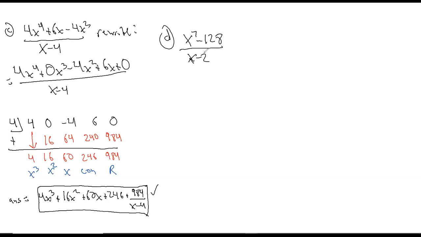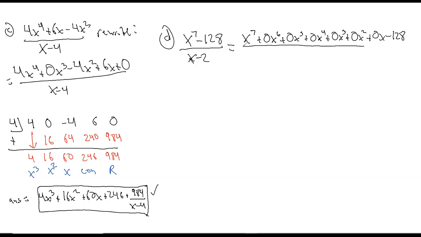Again, x plus or minus numbers in the bottom, so it works. It's in the right format. But we are missing a heck of a lot of information in the top. We need to rewrite that as x to the 7th plus 0x to the 6th, plus 0x to the 5th, plus 0x to the 4th, plus 0x to the 3rd, plus 0x to the 2nd, plus 0x minus 128. Look at all those terms missing.